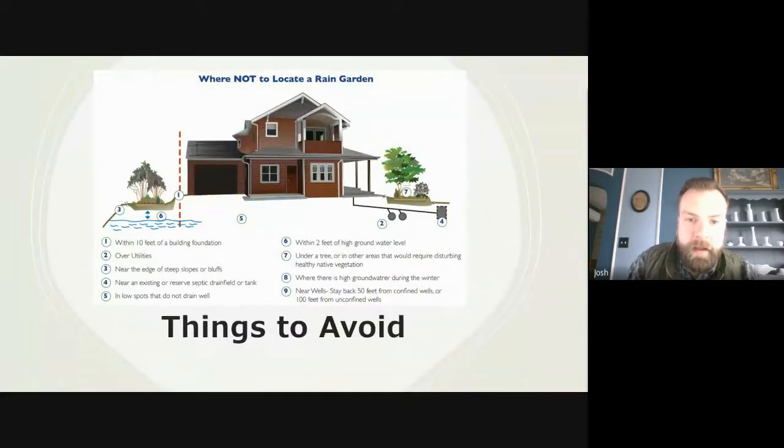Typically, rainscaping practices should be sited 10 feet from foundations of structures, as there should not be any chance of stormwater affecting the integrity of the building.